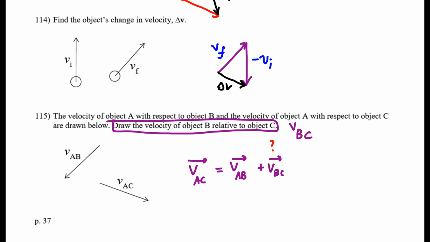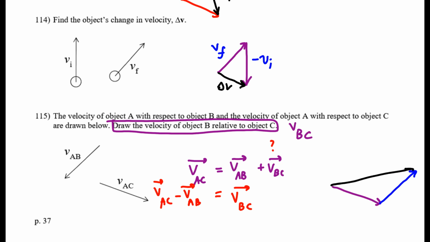We're looking for VBC. To isolate VBC, we subtract VAB from both sides. And now we see we need to take this guy, AC, and add tip to tail negative AB. So here's negative AB. There's AC. There's negative AB. And the resultant is BC.